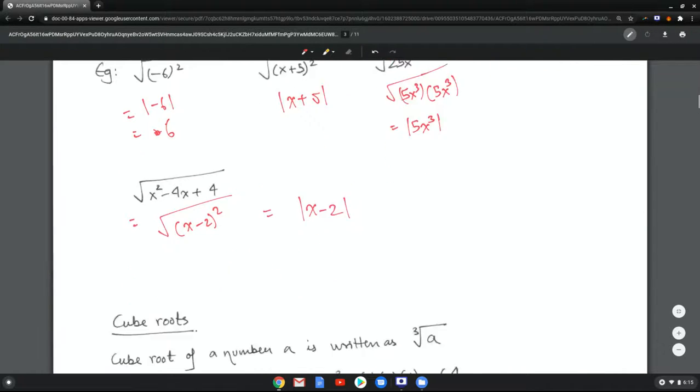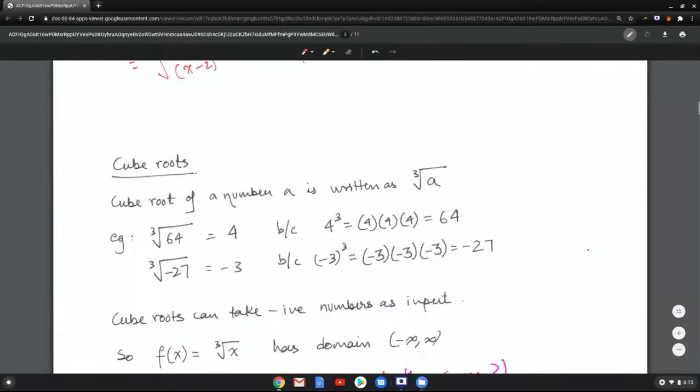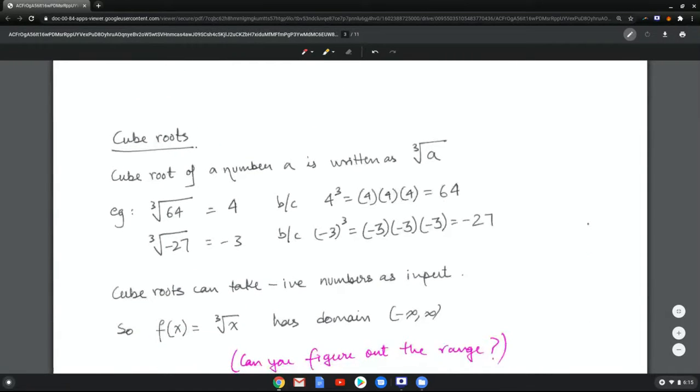Well, now we can proceed to something called cube roots. The cube root of a number is written with the same radical expression, and we put a 3 here, 3 because it's a cube, right? So when we say square root, there's a 2 there, which we do not write as a convention. But when we write a 3, it becomes a cube root. When we write a 4, it becomes a fourth root, etc.